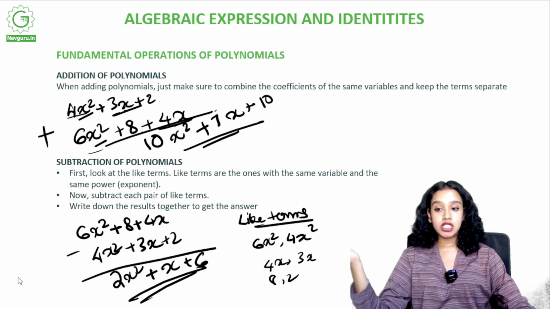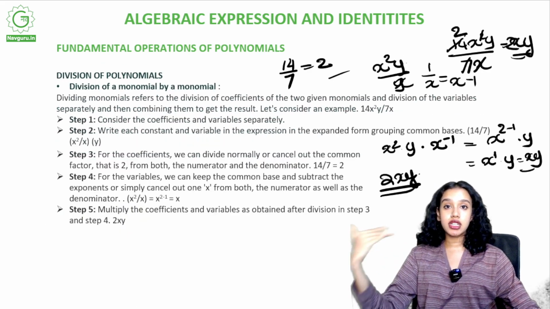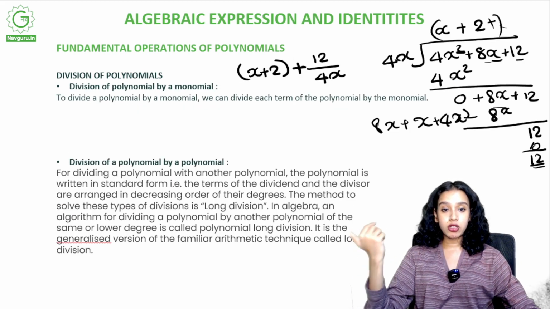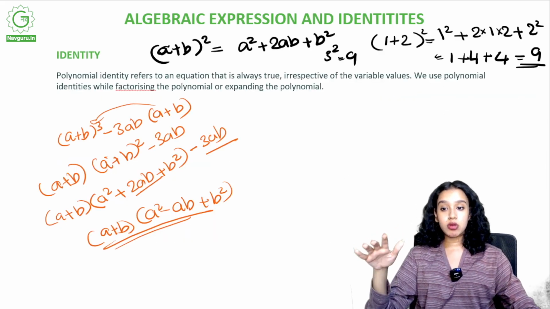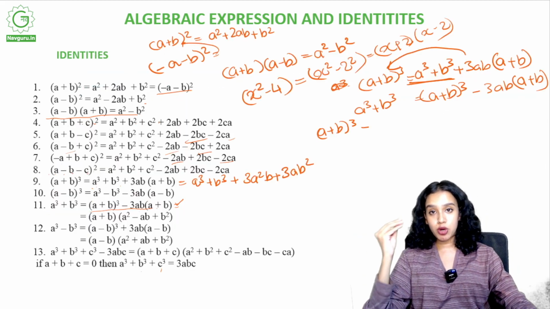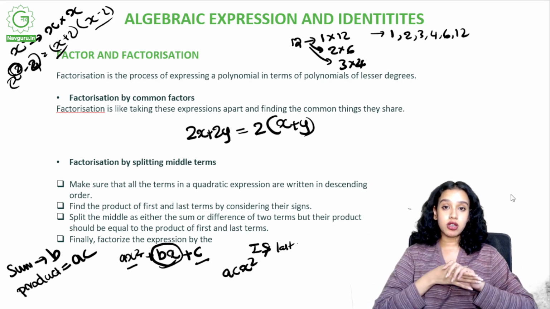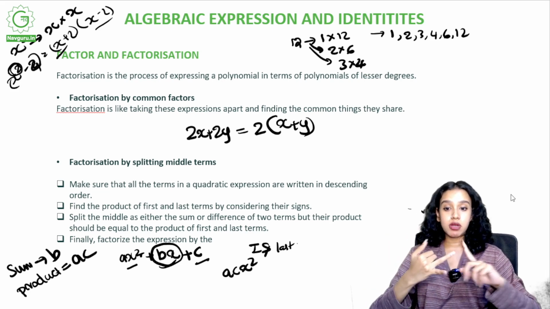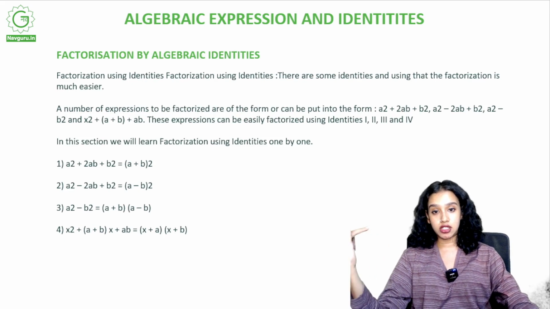Then we talked about the fundamental operations on polynomials: addition, subtraction, multiplication, and finally division. In division, we did the division of a monomial by a monomial, then a polynomial by a monomial, and a polynomial by a polynomial. Then we talked about identities and went through some important identities. And then we talked about factors and factorization, with different types of factorization, that is factorization by common factors, by splitting middle terms, and also factorization by algebraic identities.